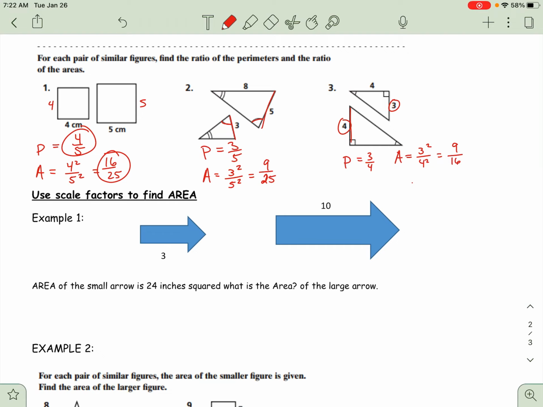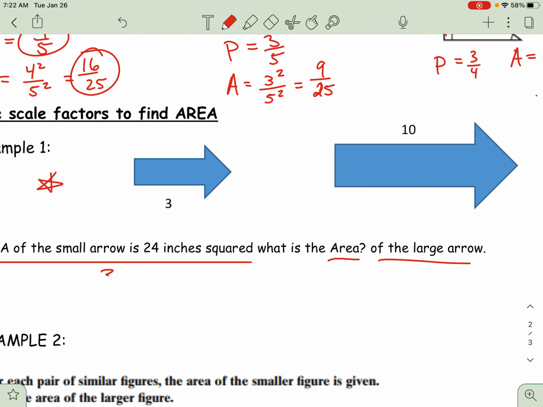Okay. So again, we're going to continue going through here and just looking at this. And this says, same shapes as yesterday, just to keep it simple. The area of the small arrow is 24 inches squared. What is the area of the large arrow?